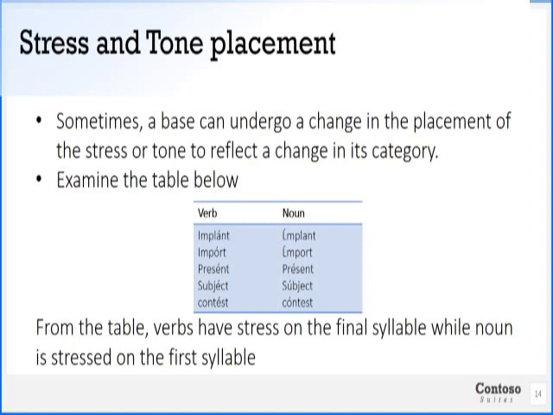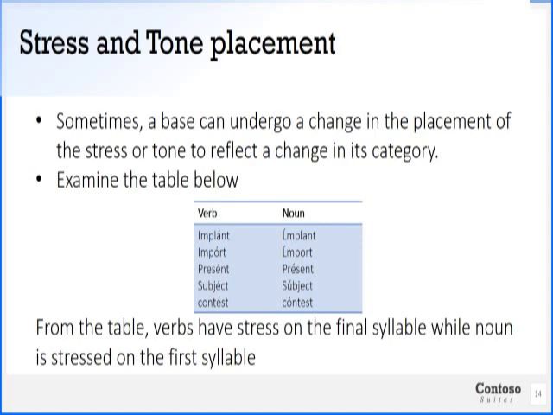Okay, from the words provided in the table, verb has stress on the final syllable, while noun is on the first syllable. Remember this one, okay? I will repeat once more. Verbs have stress on the final syllable, while noun is stress on the first syllable. Is it clear? I hope so.